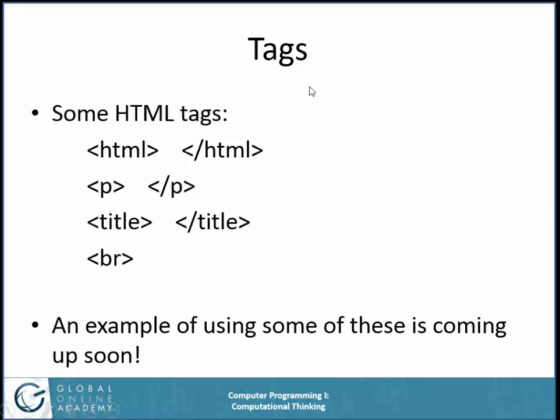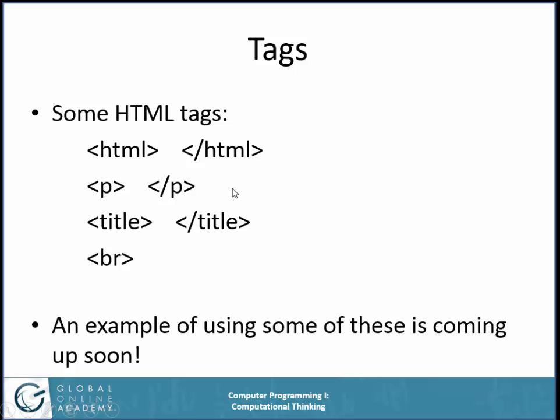Now, tags in HTML are denoted by putting a less than sign and a greater than sign around the name of the tag. These are sometimes called angle brackets. These are not parentheses, it's actually the less than and greater than sign. And they often come in pairs. HTML and /HTML are the start and the ending tag for an HTML file. P and /P are the start and the end of one paragraph of text. Title and /title are the start and the end of whatever text is going to make up a title.